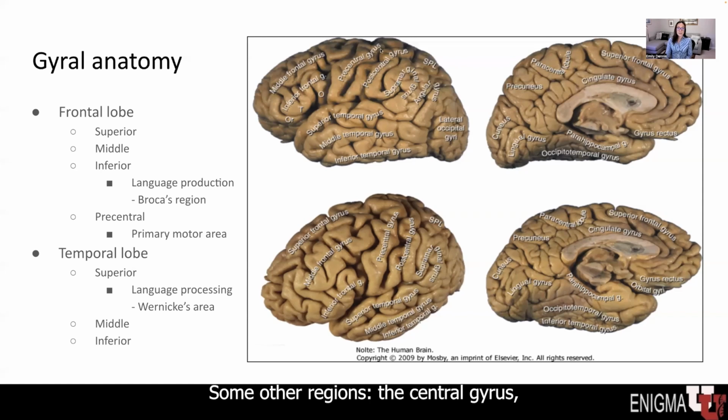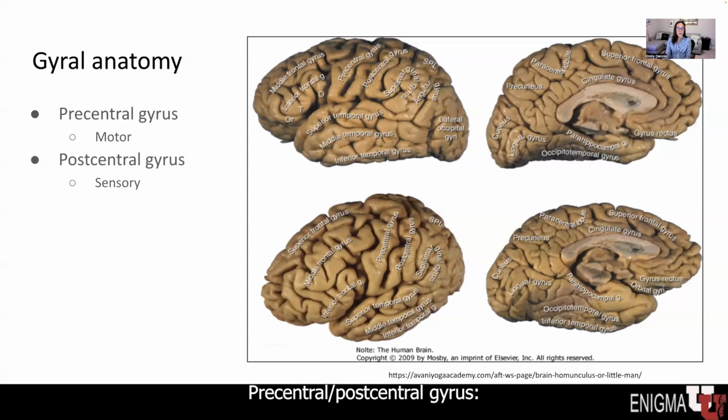Some other regions: the precentral gyrus, we've gone over numerous times. This is the primary motor area. We have in the temporal lobe the superior temporal gyrus, middle temporal gyrus, and inferior temporal gyrus. And in the superior temporal gyrus, towards the back part of it, is an area called Wernicke's area that is important for language processing. Again, just like Broca's area, this was named for the doctor who discovered the importance of this region based on a patient who had a lesion there.